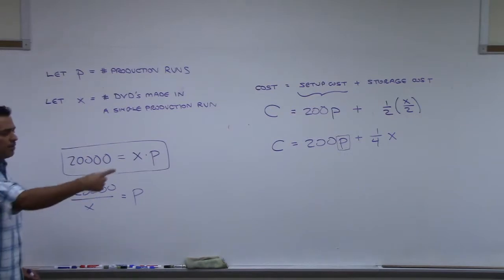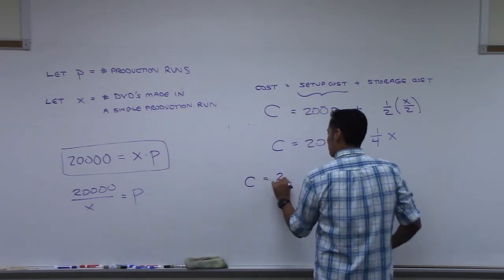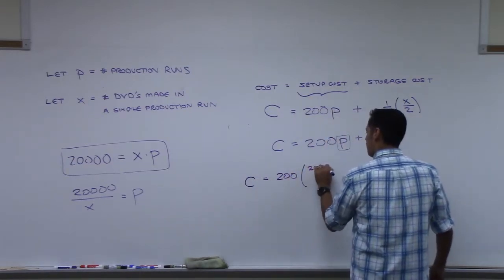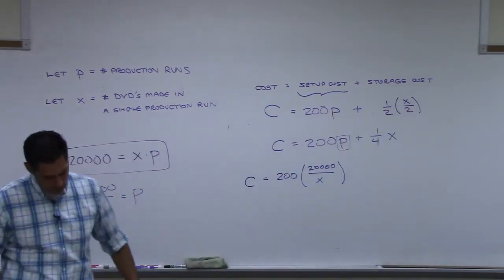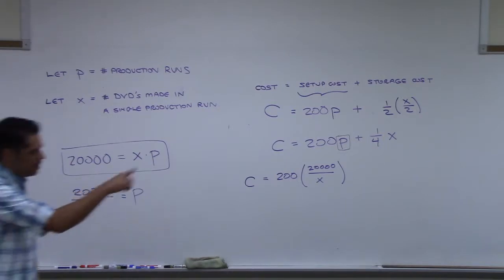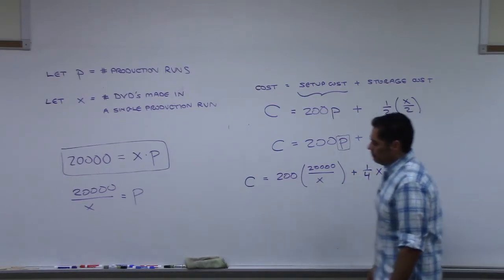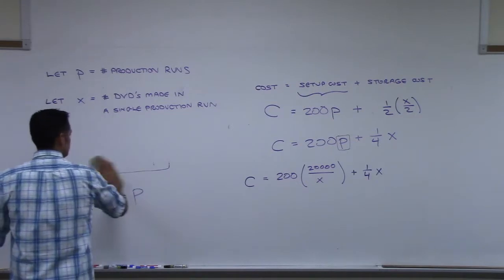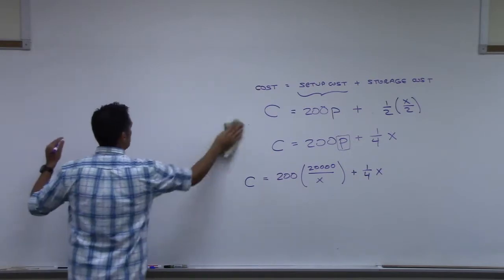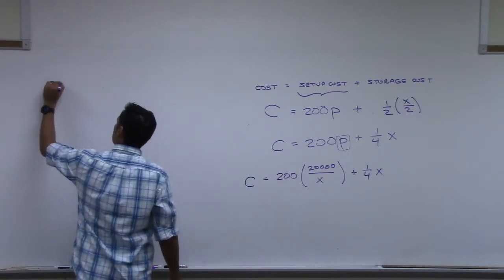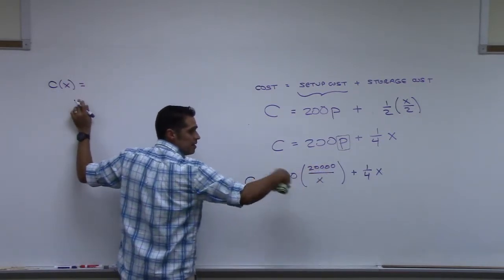So now let's go back over to this and let's replace P with 20,000 over X. That okay? And then I still have plus 1/4 X. Okay, now my cost is a function of X. Notice I wrote, instead of C, C of X, because now everything in here has X in it. So it is a function of X.